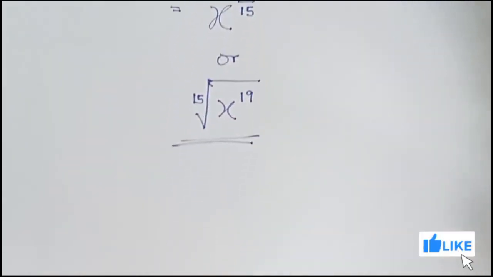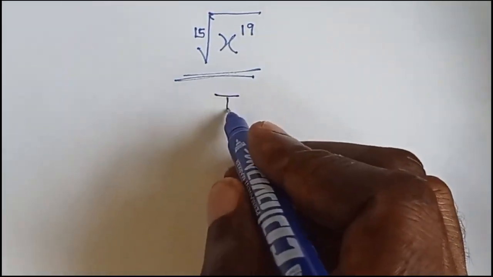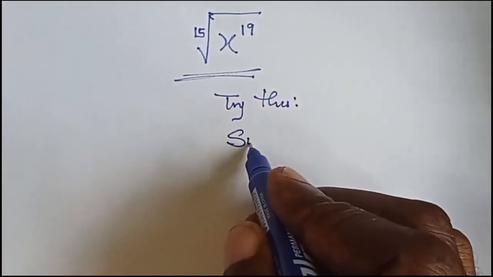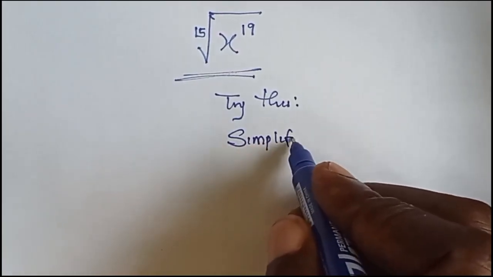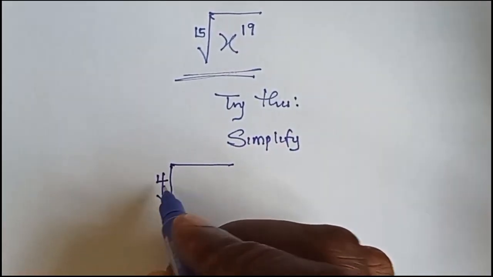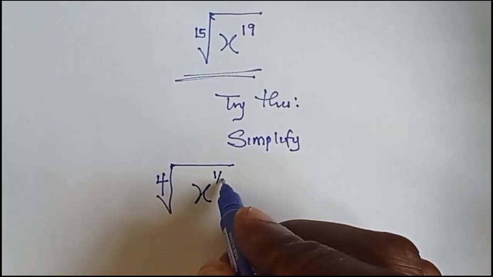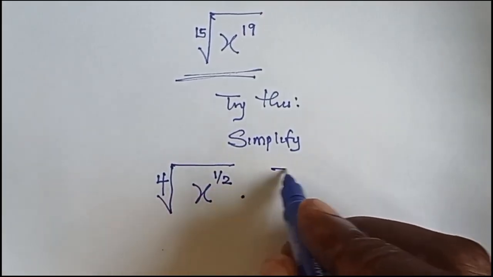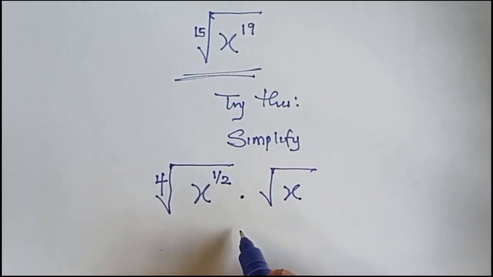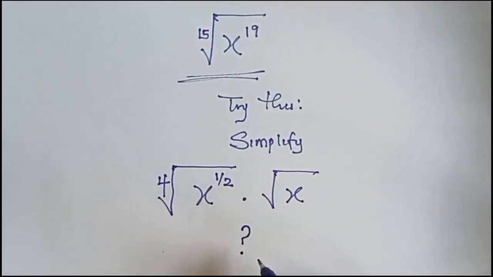Alright, so let's try this. Simplify the fourth root of x raised to power 1 over 2, multiplied by the square root of x. Let's simplify this and write our answer in the comment section.